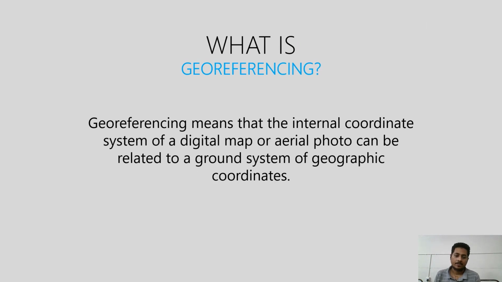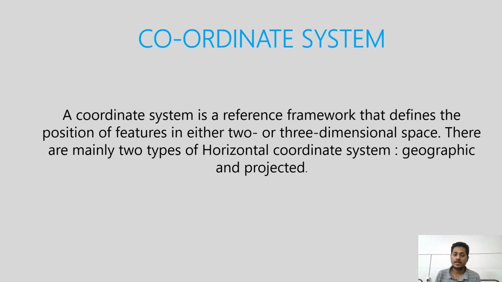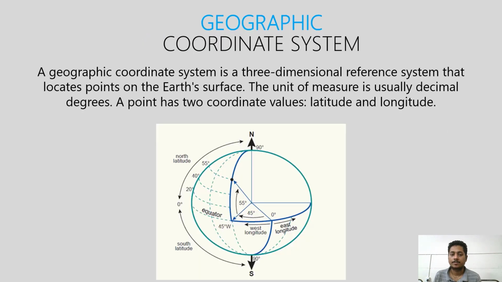What is georeferencing? Georeferencing means that the internal coordinate system of a digital map or aerial photo can be related to a ground system of geographic coordinates. What is a coordinate system? A coordinate system is a reference framework that defines the position of features in either two or three-dimensional space. There are mainly two types of horizontal coordinate system. Number one, geographic, and number two, projected coordinate system.